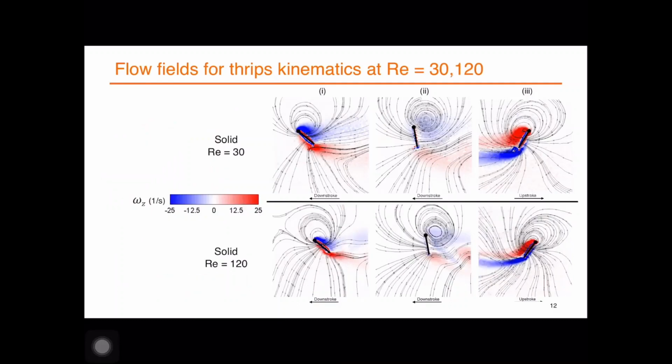Comparing Reynolds number 30 and 120 for a solid wing model for thrips kinematics, similar to Reynolds number 30, we observed stronger leading edge and trailing edge vortices for a solid wing at Reynolds number 120. However, we observed the leading edge vortex to be elongated right here. It looks elongated at Reynolds number 120 compared to a more coherent, strong vortex at Reynolds number 30.